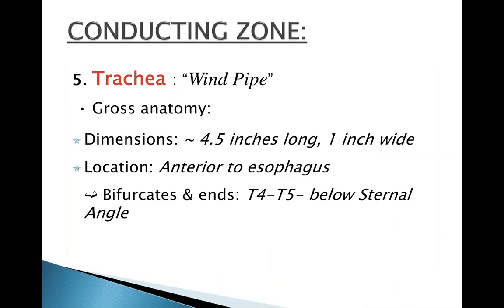So the trachea is purely conducting. It's merely a tube that passes air from our pharynx down into the substance of our lungs. The trachea is about 4.5 inches long in the adult and about 1 inch wide. It's always going to be open, just like the larynx is always open, and your nasal cavity is always open.